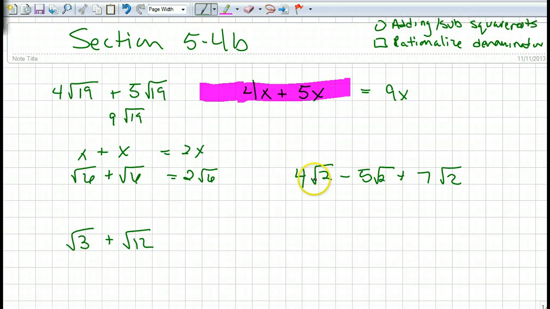On this one right here, we have a subtraction in it as well. But they all have square root of 2 in it. So it's really 4 minus 5 plus 7, is what? Yep. So it's going to be 6 square roots of 2. Okay, because 4 minus 5 is a negative 1. Negative 1 plus 7 is 6.